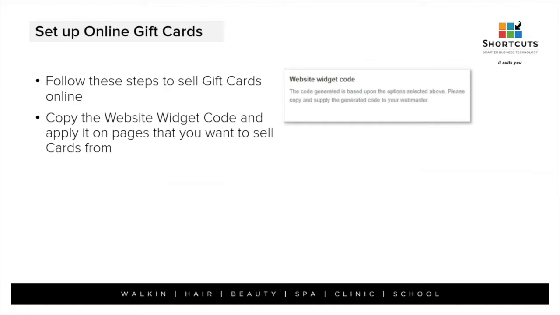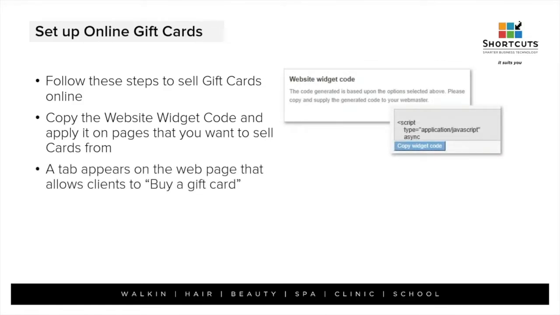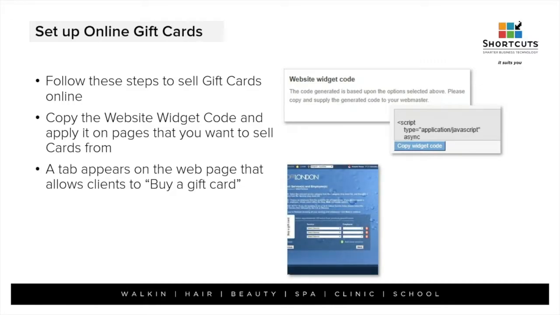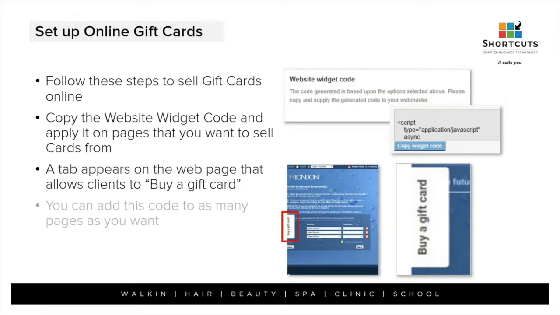So you're going to paste this code on your company webpage, and then once the code appears on your webpage, there's going to be a tab that says buy a gift card. And this message can be modified. So you can say buy a salon card or buy a salon gift card, but buy a gift card is shortened to the point. So a customer that goes online, presses the tab, now they can purchase a digital gift card.